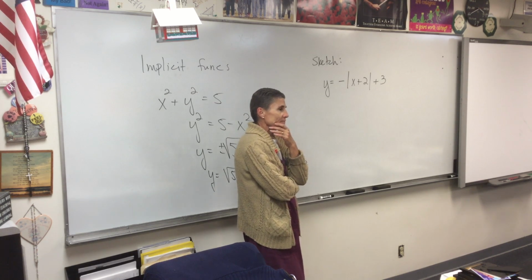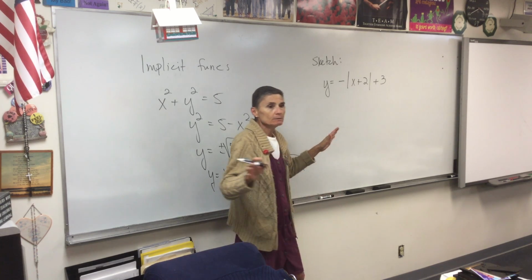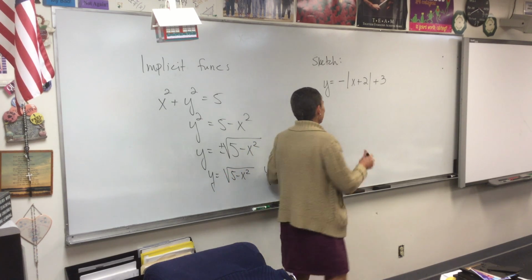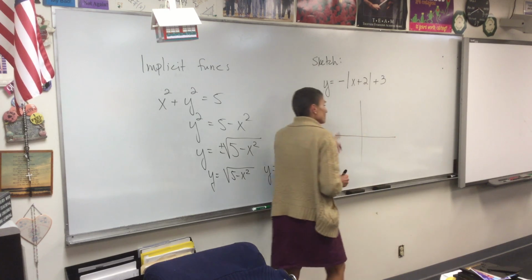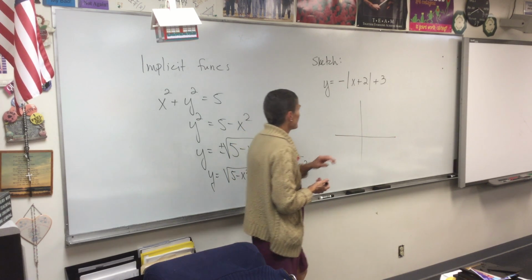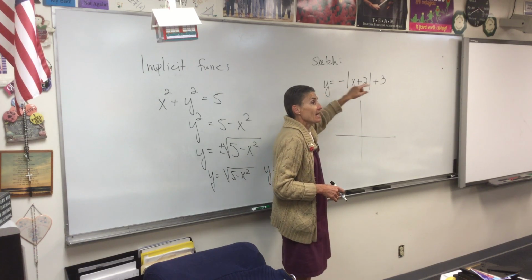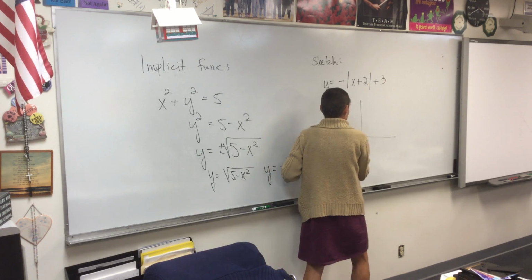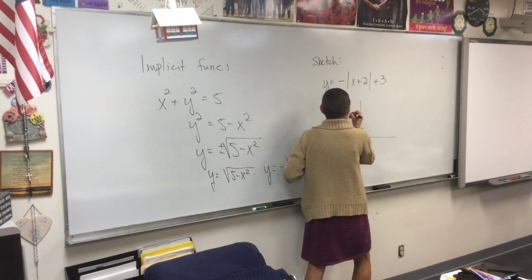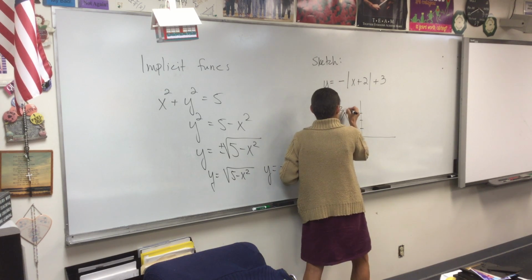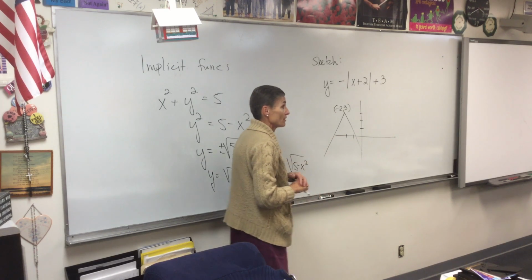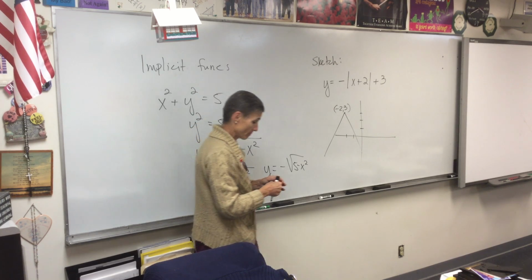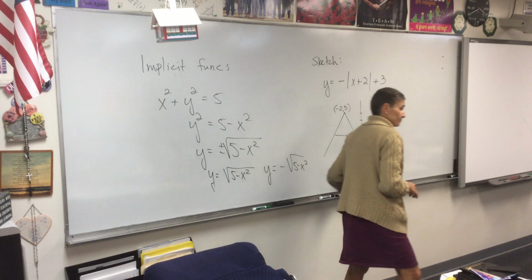All right, what shape is it first of all? It's a V. Now, tell me about this V. What is that going to do to it? Flip it upside down. It's going to be an upside down V that has been shifted to the left 2 and up 3. So you should have a picture on your paper that looks like that. Is that what yours looks like? Okay, now listen.